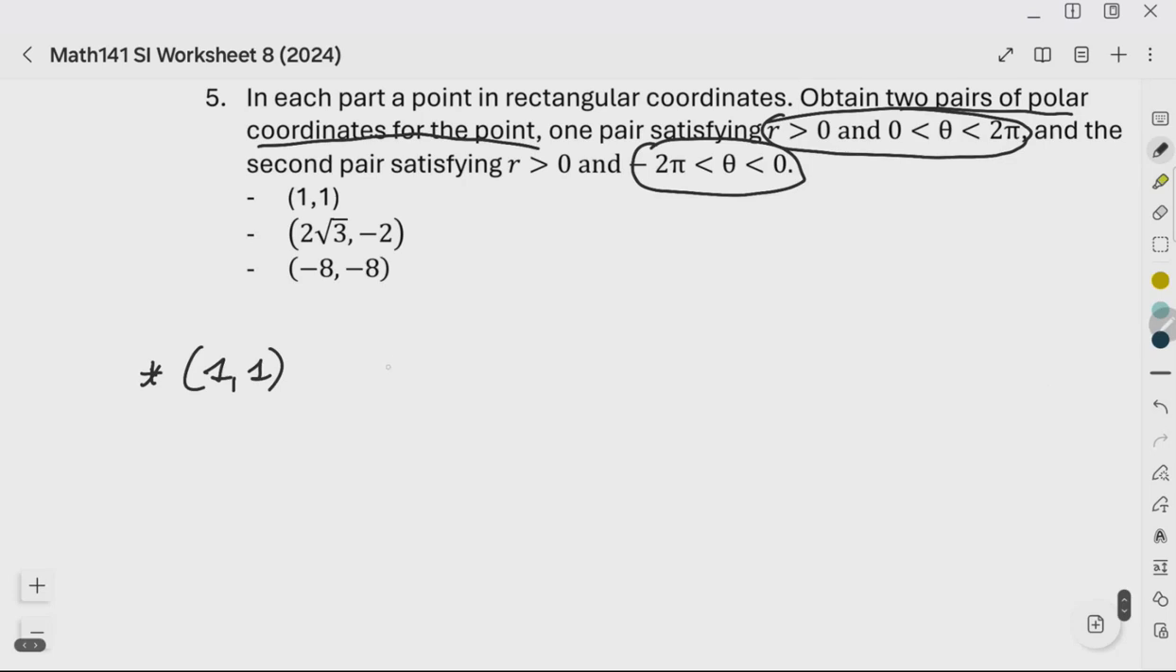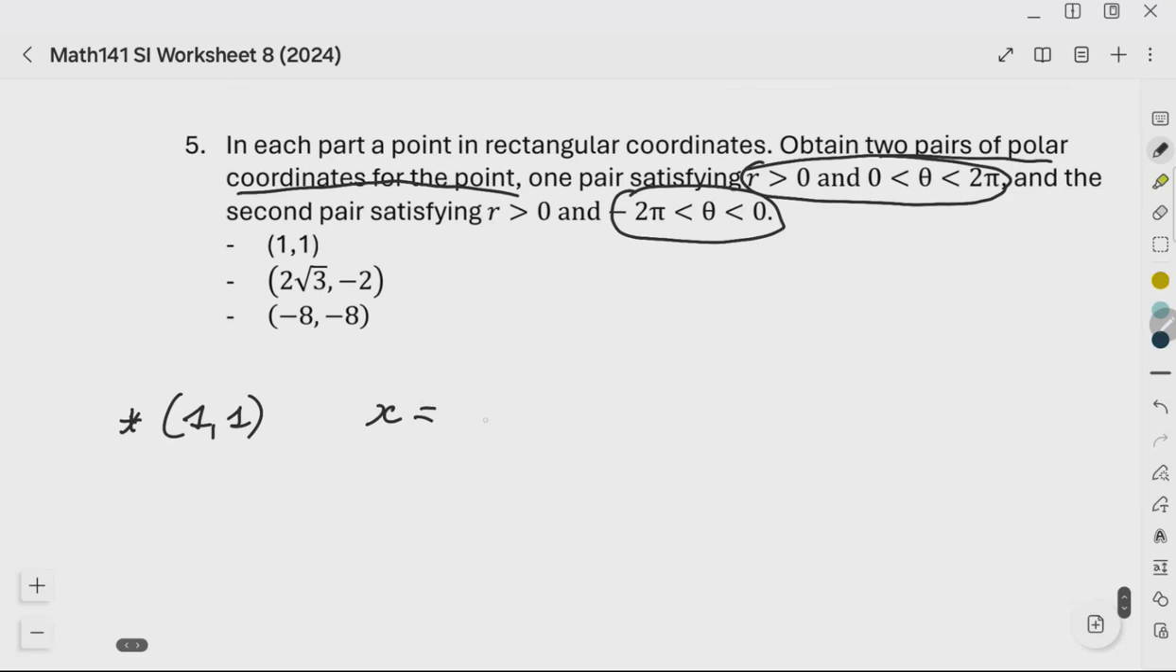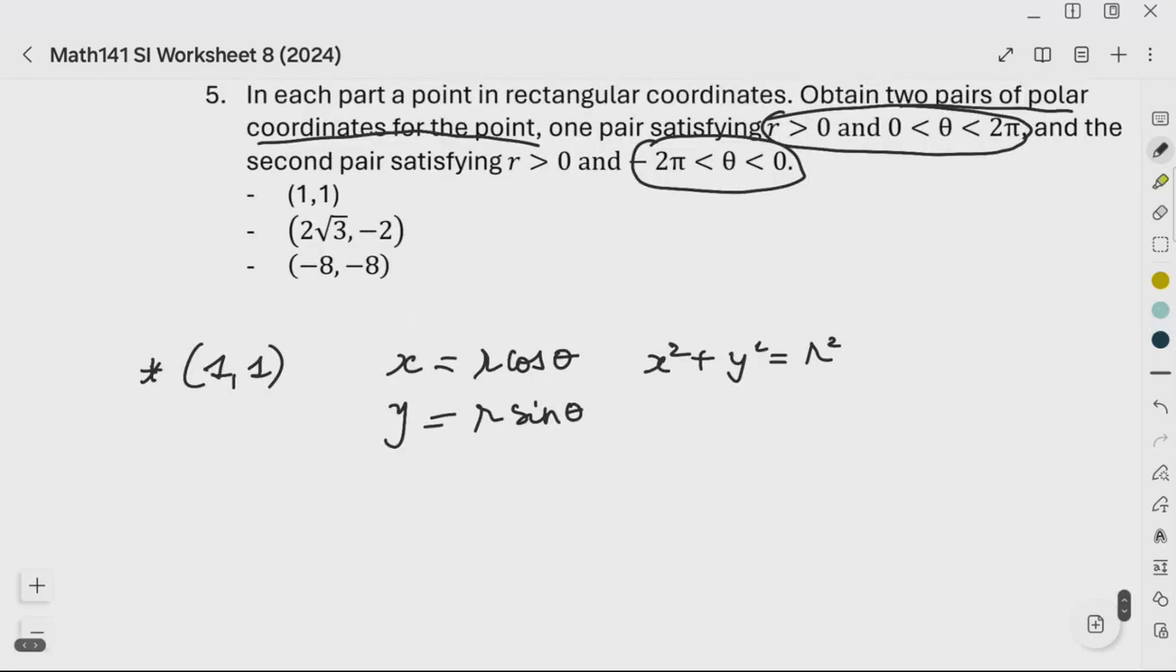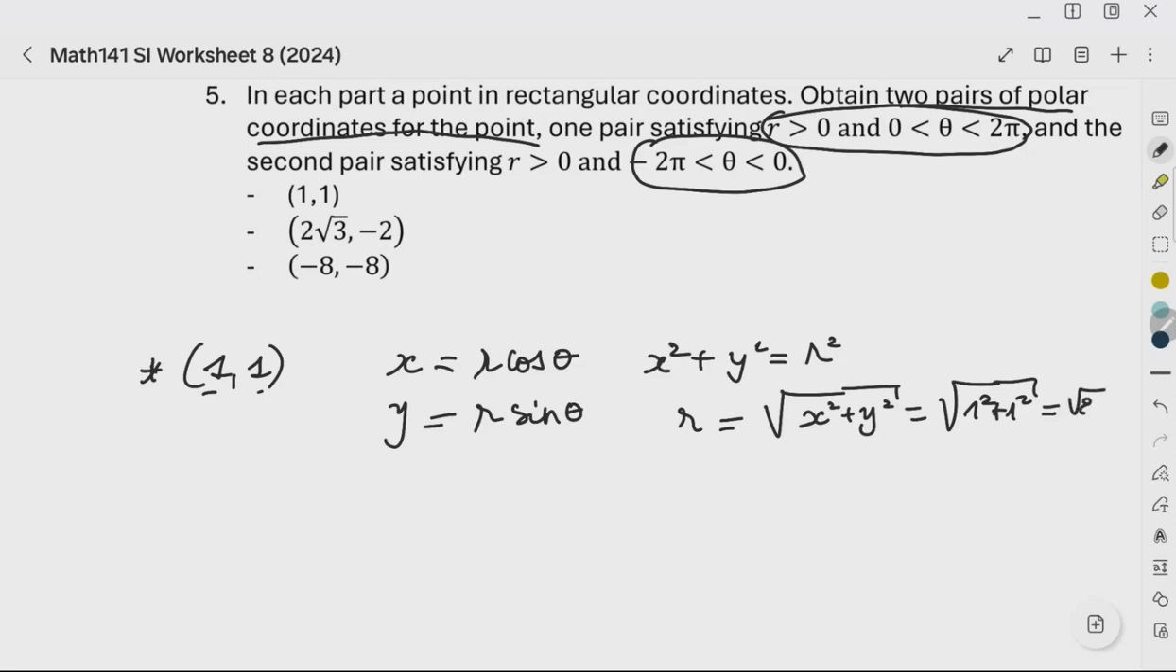So what are the equations that you need to know for polar coordinates and Cartesian coordinates? x is equal to r cos theta, y is equal to r sine theta, and x squared plus y squared is equal to r squared. These are the three very important equations. Now, you can find r because you have x and y. So r is just the square root of x squared plus y squared, which is the square root of 1 squared plus 1 squared, which is the square root of 2. That is our value of r.